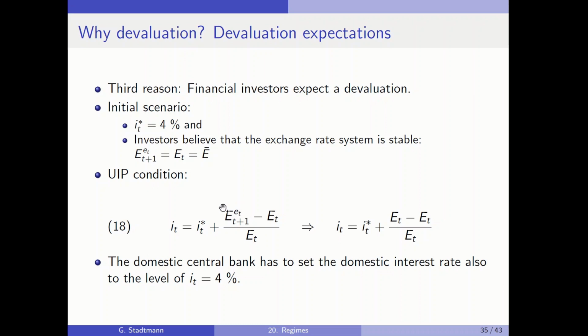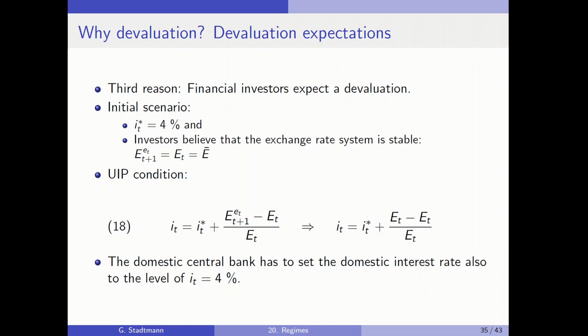Therefore, our UIP condition, the uncovered interest rate parity condition, becomes: the domestic interest rate is equal to the foreign interest rate. Here, the agents expect that the exchange rate is stable, that the exchange rate does not change, so the last term of the UIP condition drops out. The domestic central bank has to set the domestic interest rate also to the level of 4%. This is the initial scenario.